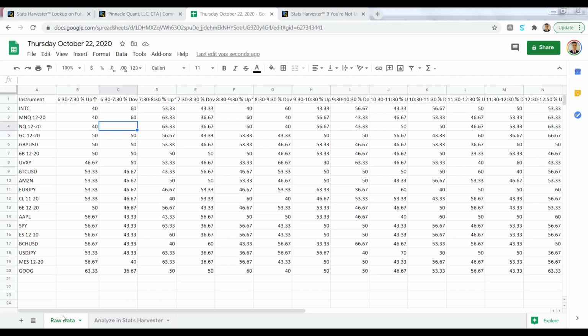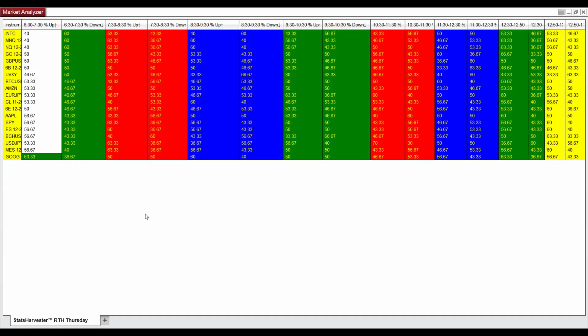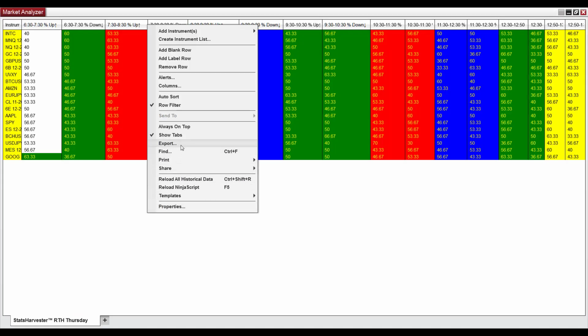I have my spreadsheet in Google Sheets prepared in advance. Here on this tab, you have the raw data, which I simply exported from Market Analyzer by right-clicking Market Analyzer and left-clicking Export. It's that easy.